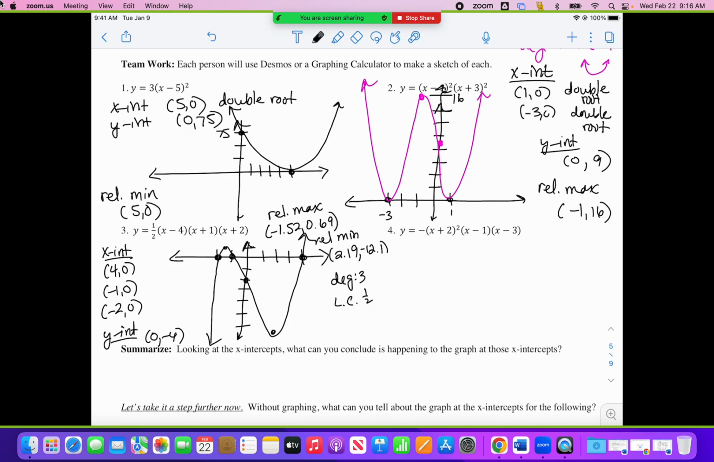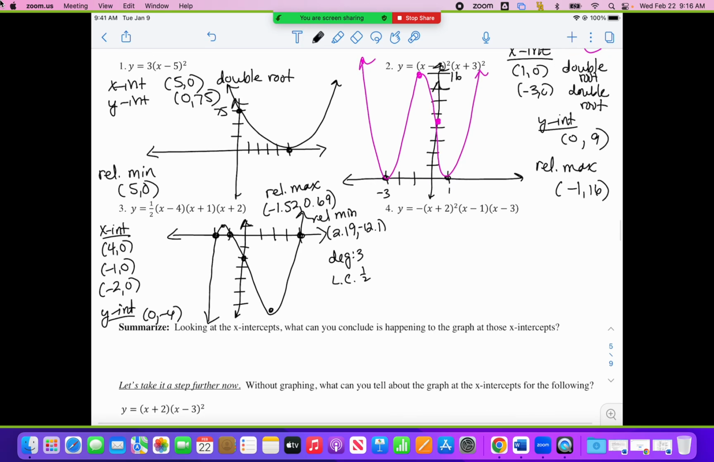Okay, let's try number 4. For those of you that did this one, and if you didn't do it, let's get them down now. So the x-intercept was -2, 0. Now that one's a double root. What should you expect on a graph at a double root? A bounce off. Good job, a bounce off. Okay, that's going to be a bounce off. I have a y-intercept of 0, -12.